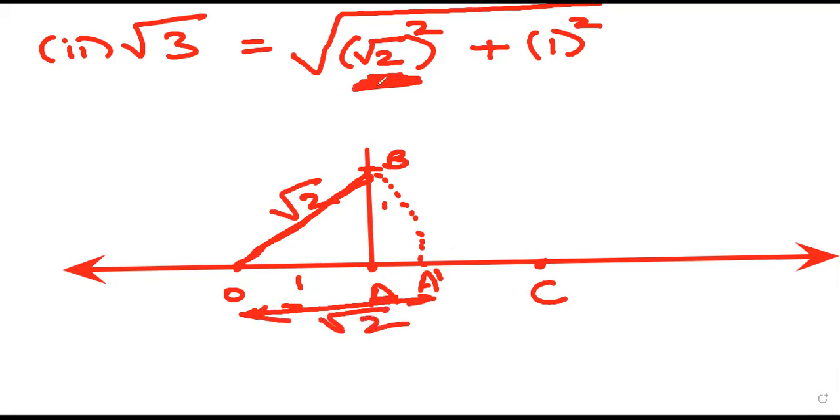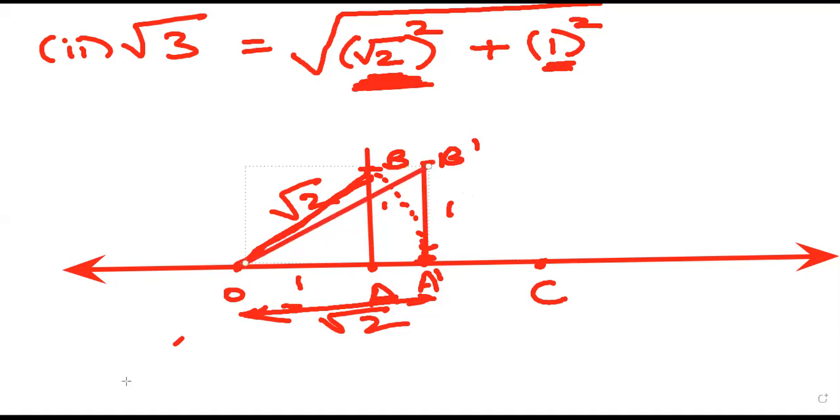Now, children, first you have made root 2. Now, at root 2, that is at A dash, you have to draw a perpendicular line. Okay, children, because this is your root 2, now you have to draw a perpendicular and mark a point here, because the second value is 1. So mark your point here, B dash. Okay. So now this is root 2. This is your 1. And the last step is join O to B dash.